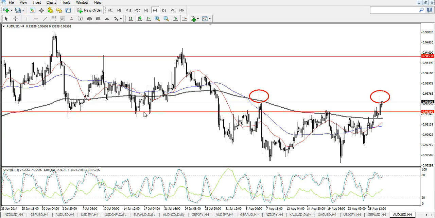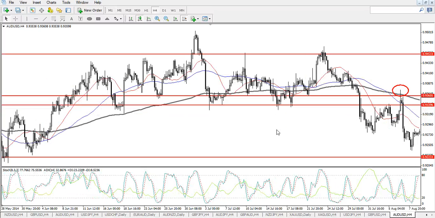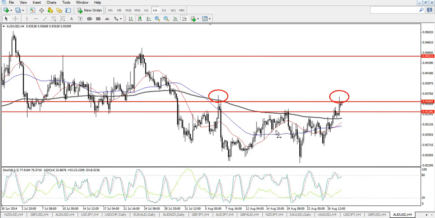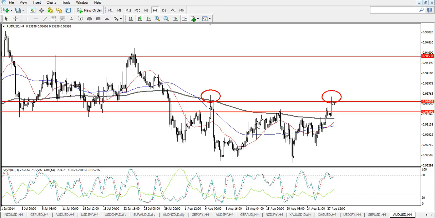But what actually caught my attention is these 2 points, the 2 pullbacks over here. So then again, I try to plot another resistance level and find that this level has been a good support as well back then. And right now, as price has reached this level at 0.9360, we can see strong pullbacks over here, and that means that price may fall when it reaches this area.